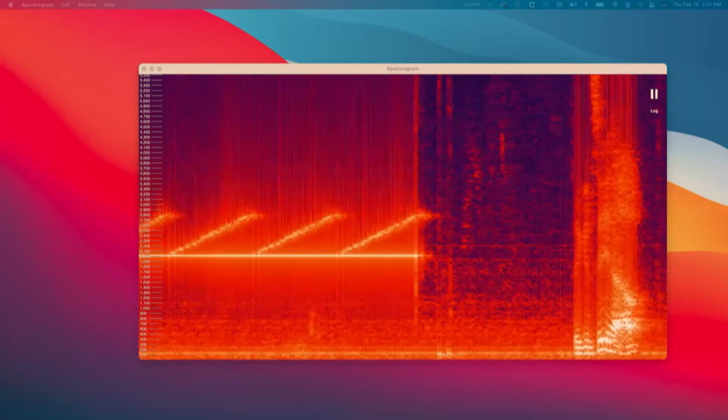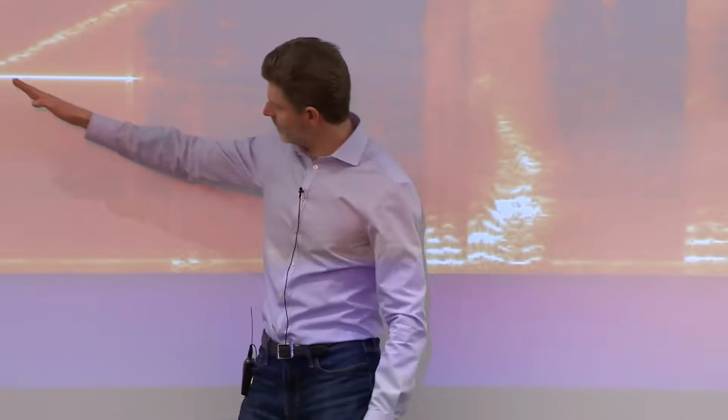So you can see how the stimulus is going up. That thing that was going down is in your ear, right? It's not in the signal. Okay? So that's a distortion product that your ear is creating.